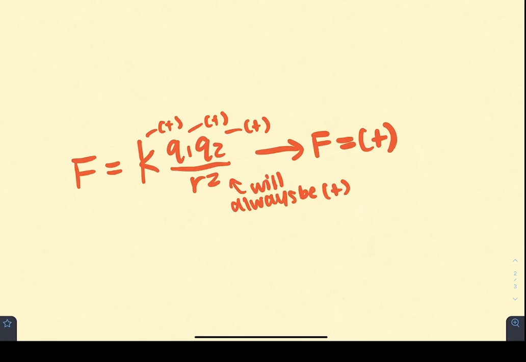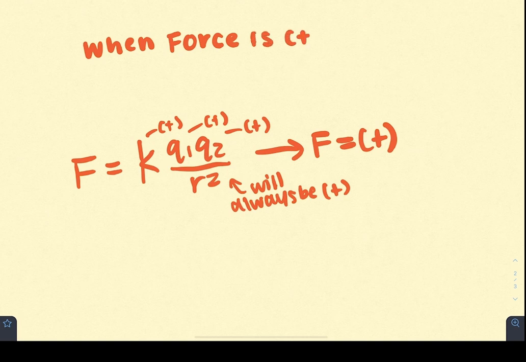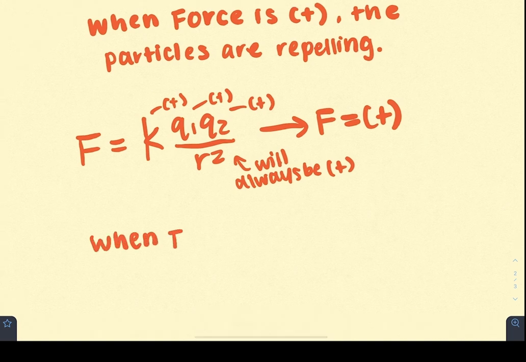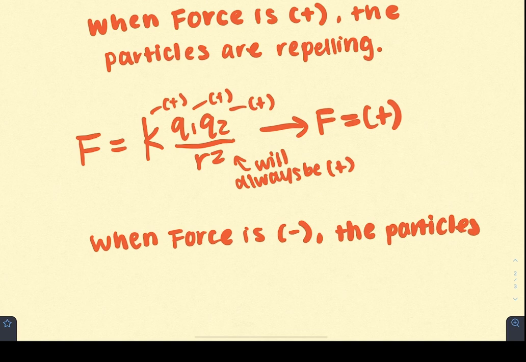Now let's go back to the equation to help us explain why when there are two like charges, the forces repel. As you can see, K is always positive, Q1 is positive, and Q2 is positive. R squared will always be positive, so the electrical interaction force will be positive. This is the same for negative because negative and negative create positive. As a result, we can deduce that when force is positive, that means both the particles are repelling.